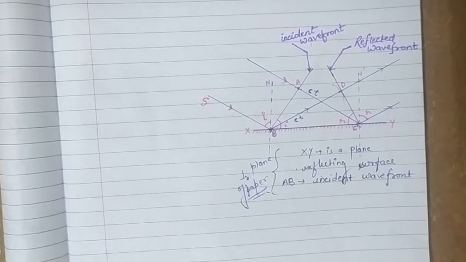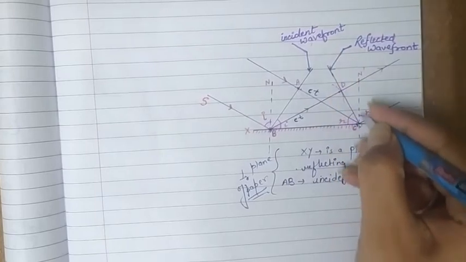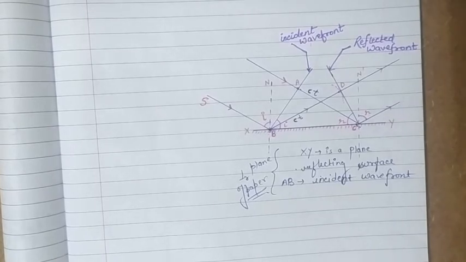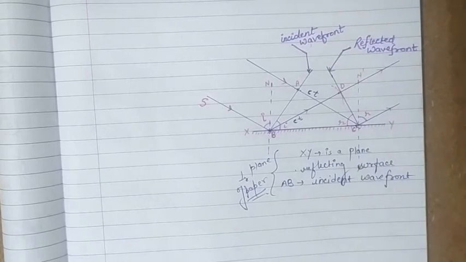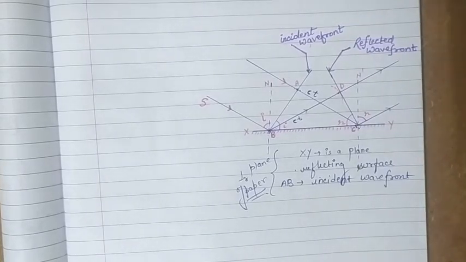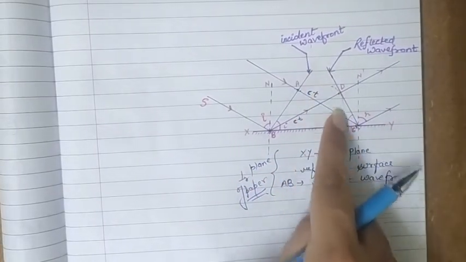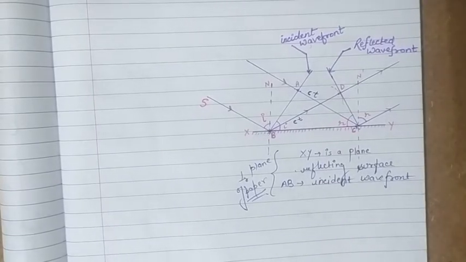Now if we take the tangent plane CD from the point C over that hemisphere of radius ct, we will get the new reflected wavefront like this. This will be the new reflected wavefront. So this is the position of the wavefront after time t.